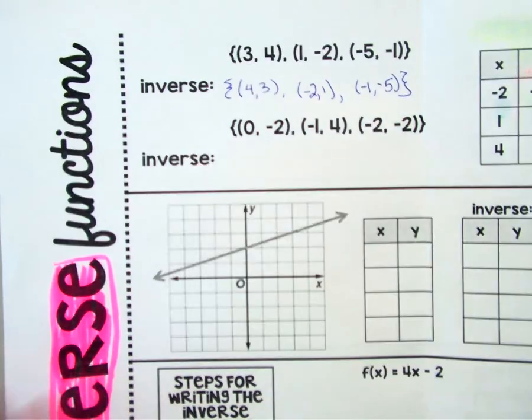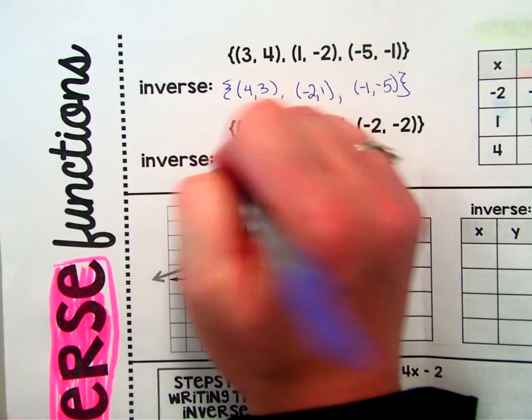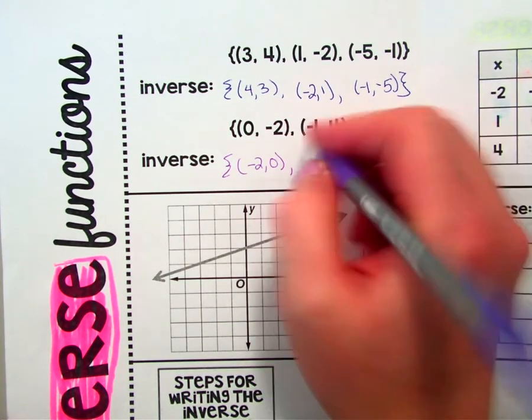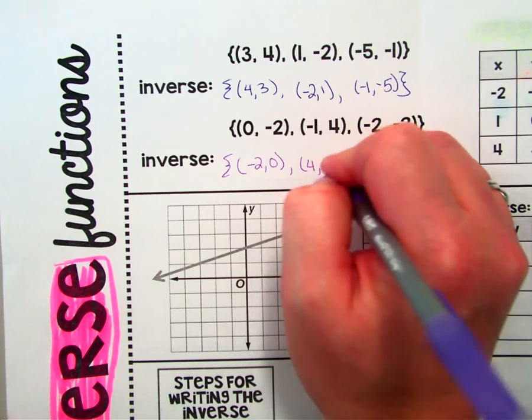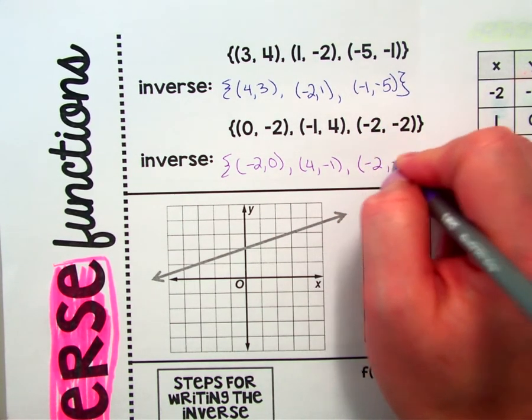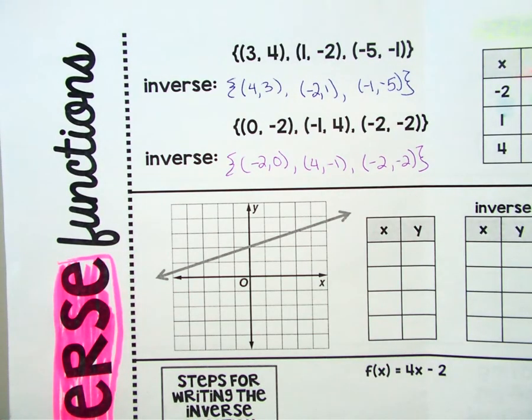Zoom in a little bit more for you. So my second example there, (0, -2) would become the point (-2, 0). (-1, 4), the inverse would be (4, -1). And then (-2, -2), the inverse would be the same point, (-2, -2). So we're just flip-flopping those.